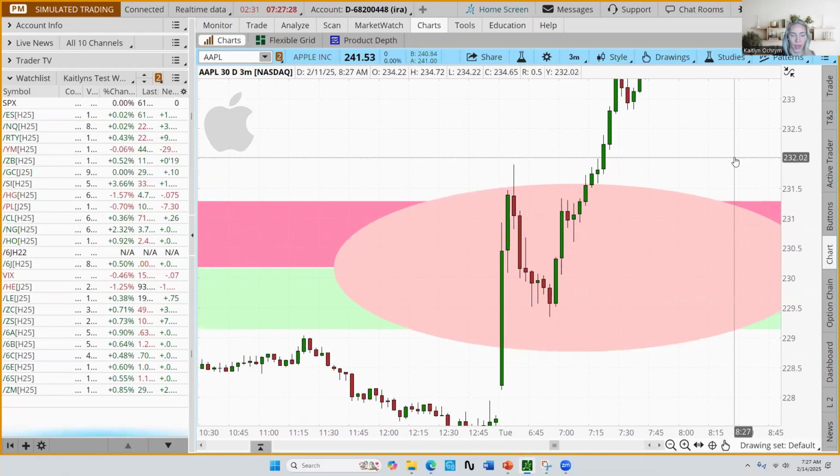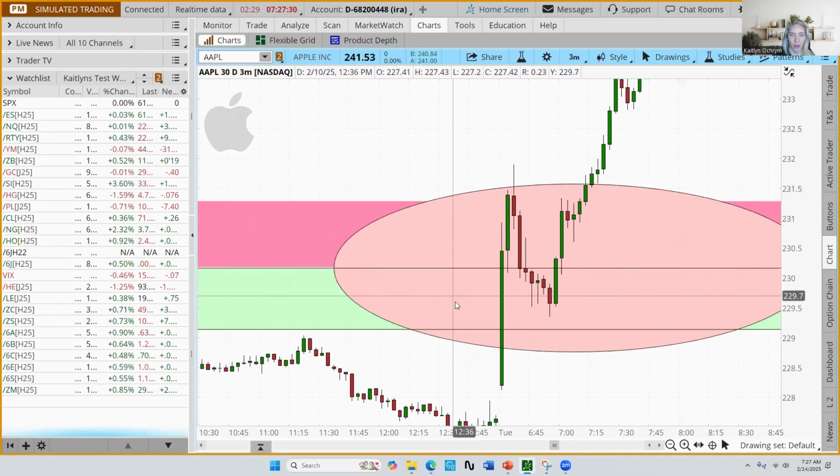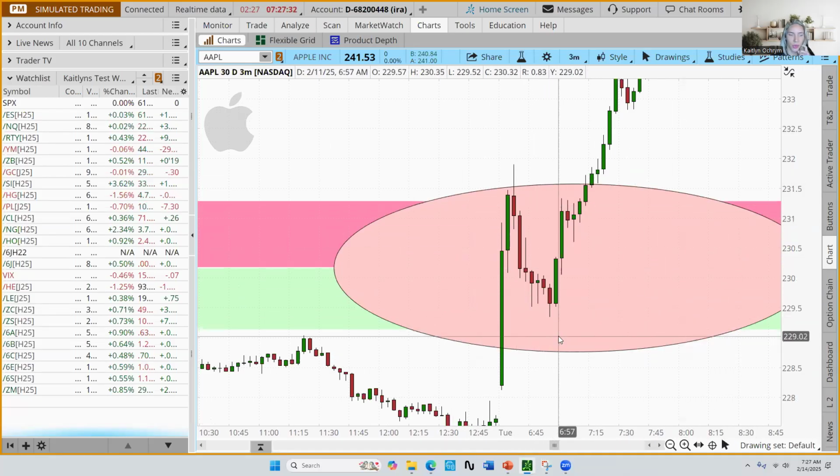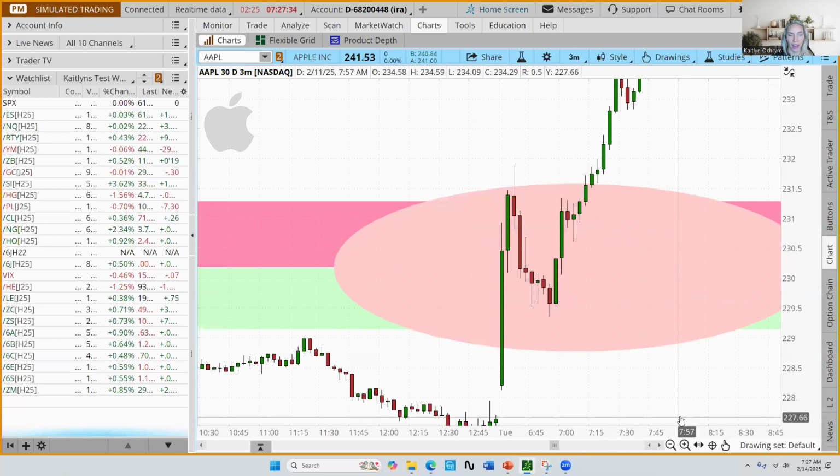Now, can you guys tell me in our circle here, do we have the two candle flip or do we have a wick over wick reversal?